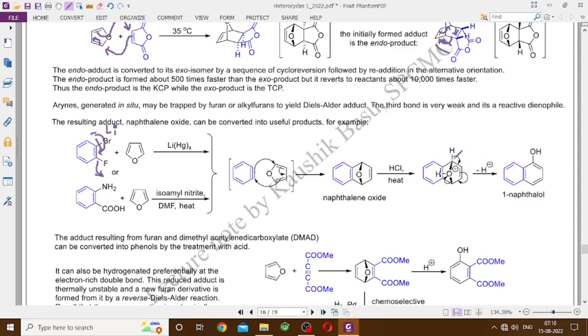You will lose a proton here, so that you can establish this carbon-oxygen bond, the carbon-carbon double bond. This double bond will shift and this carbon-oxygen bond will break, because this oxygen under protonated condition is a good leaving group.